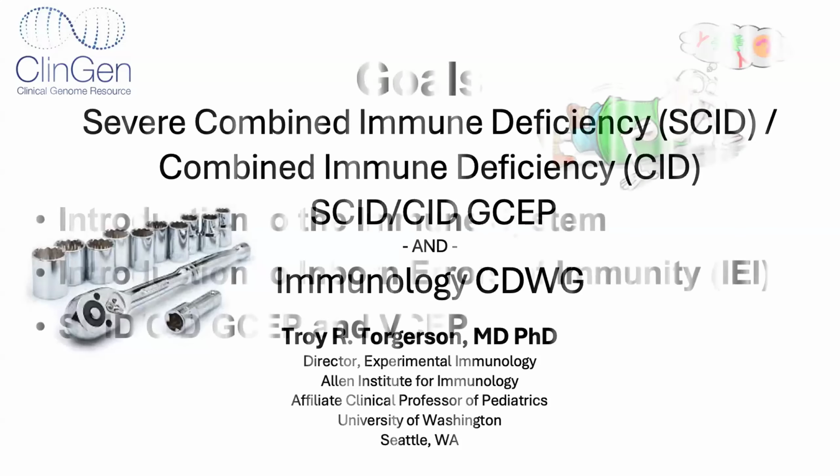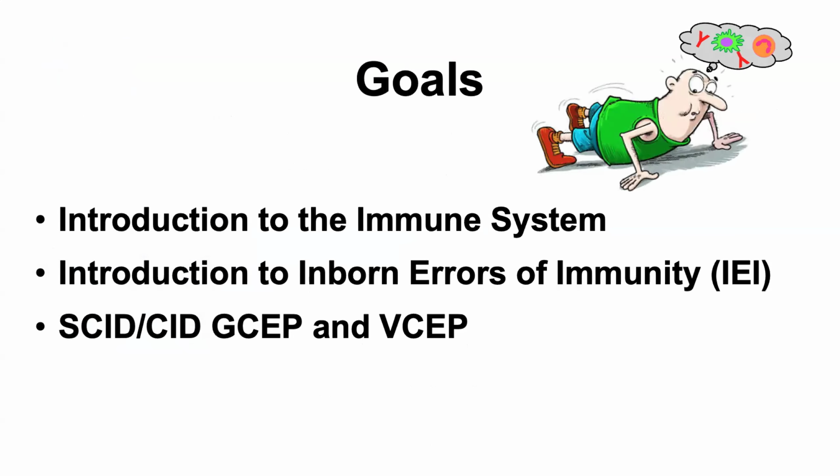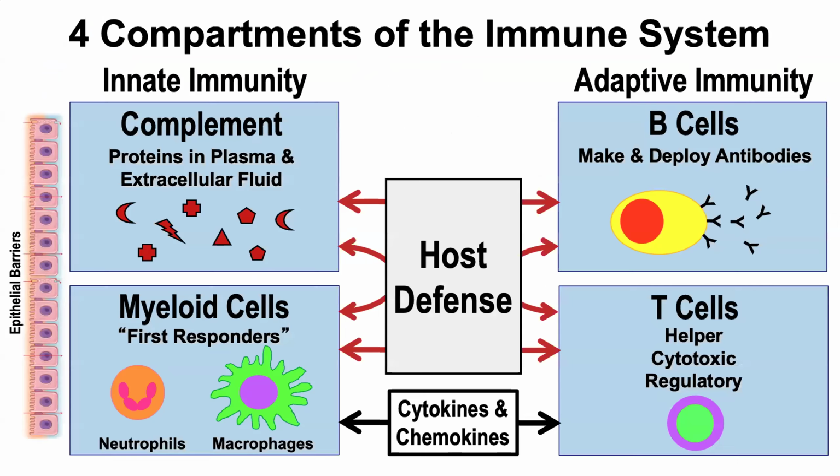So the goals for today are to just give a brief introduction to the immune system. Again, not knowing what everybody's background is, I thought it would be good to level set, make sure that we're on the same page, and then I'll give you a brief introduction to inborn errors of immunity, and then we'll talk specifically about the GCEP and a little bit about the VCEP and why we chose these diseases in particular.